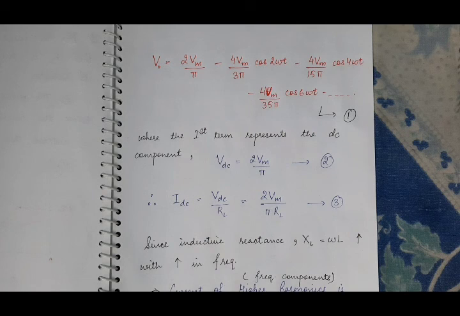So if this is the DC component, that is VDC equal to 2 Vm by pi, then what will be the DC current flowing through RL? It will be VDC by RL. So put the value of VDC here.